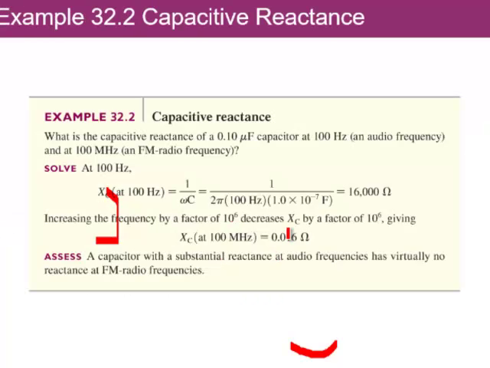A quick example here with calculations. Here's a case where you have a capacitor of 0.1 microfarad, and the question is to find the capacitive reactance at a frequency of 100 hertz. So what you need to do is calculate 1 over omega C for this. You have to remember that omega is 2 pi times the frequency, so you multiply 2 pi by the 100 hertz, you put in the capacitance, and you end up with 16,000.